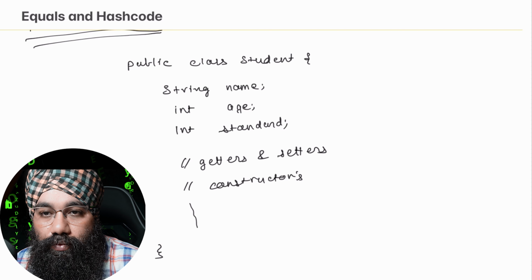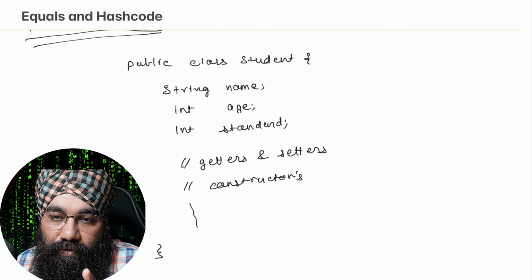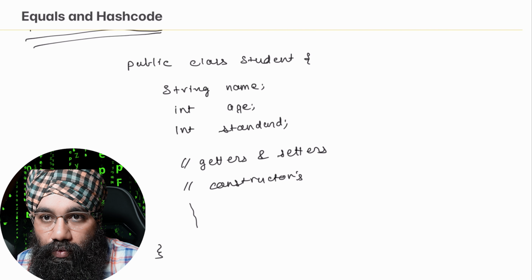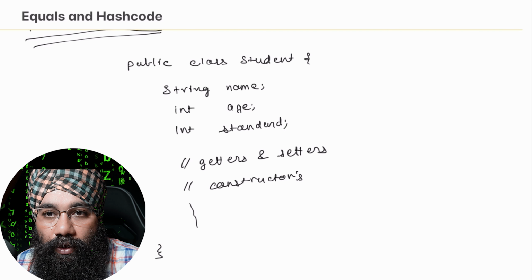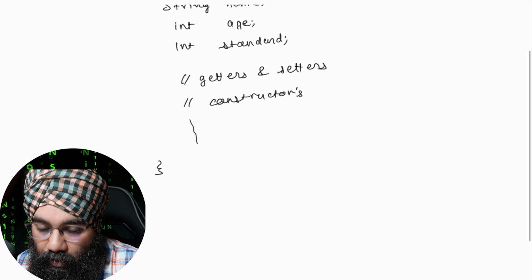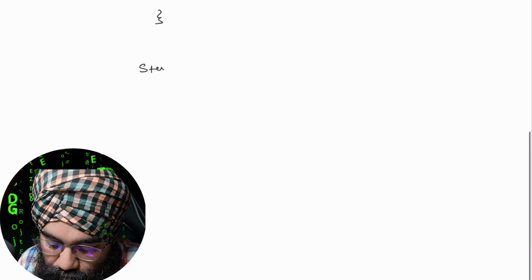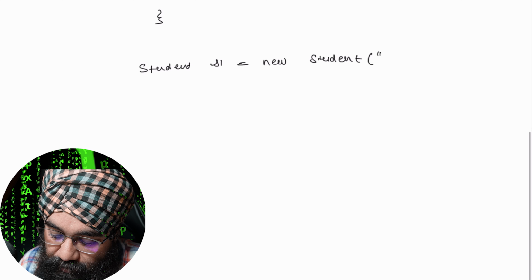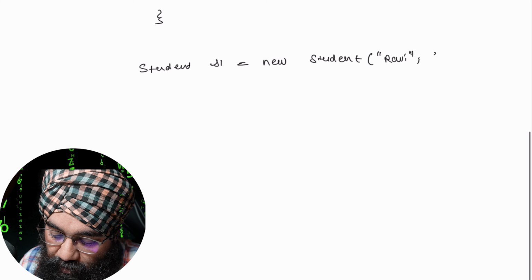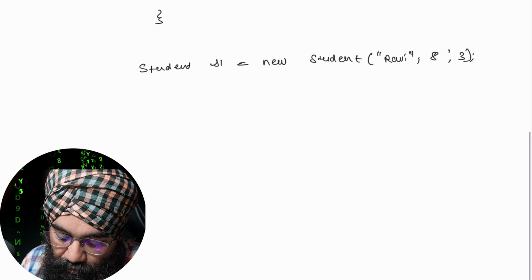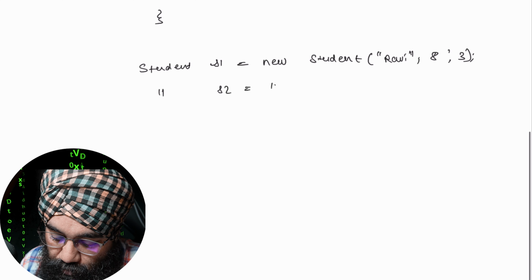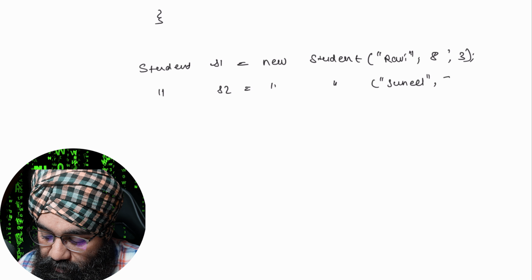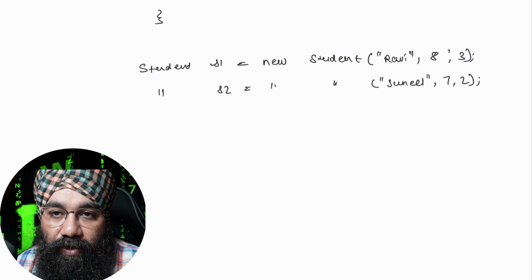If you don't know what a constructor is, we have discussed this topic in our previous videos. Please check what is a constructor. Now suppose we create many students using this Student class. So we create Student s1 equal to new Student, with an all-argument constructor. We pass Ravi, age 8, standard third. Again, s2 is equal to new Student, and we pass Sunil, age 7, standard 2. This way we create many objects.